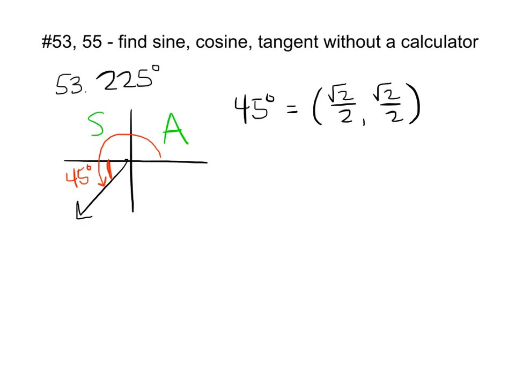We're working in the third quadrant. So the only thing that I know is going to be positive is the tangent. The sine and cosine will both be negative. And that should make sense based on that location. X would be negative, y would be negative.